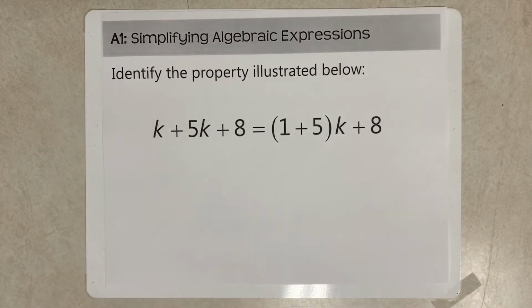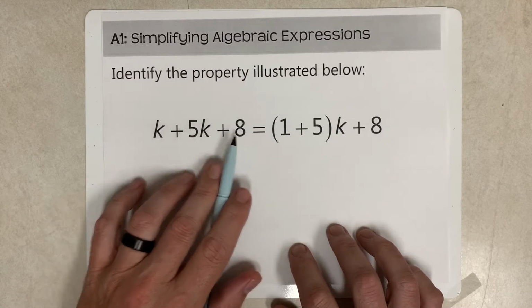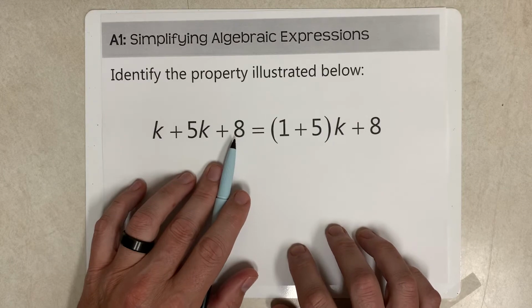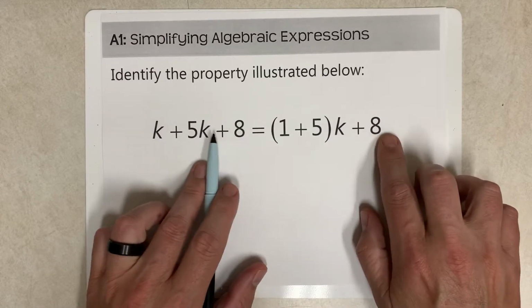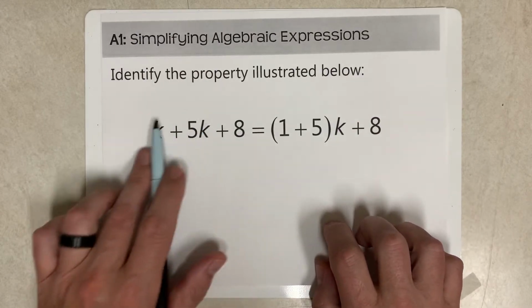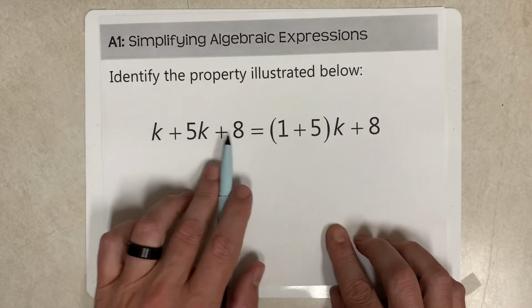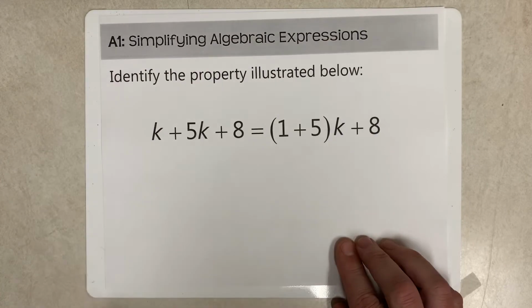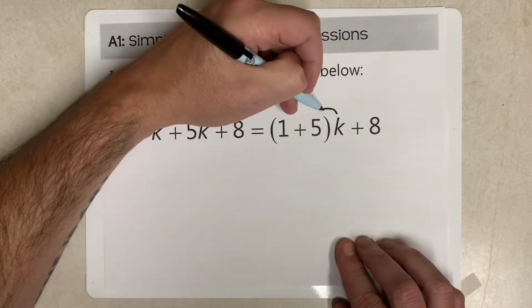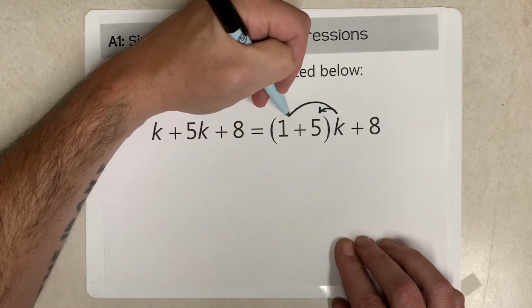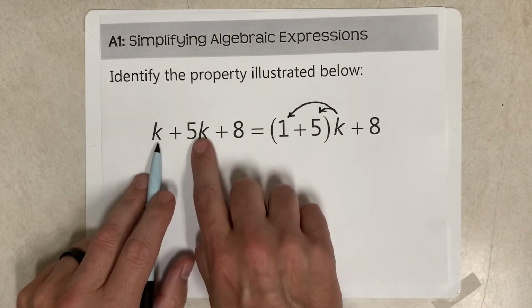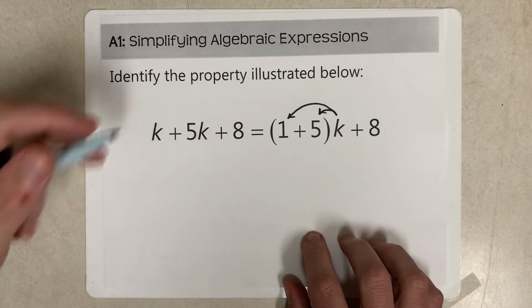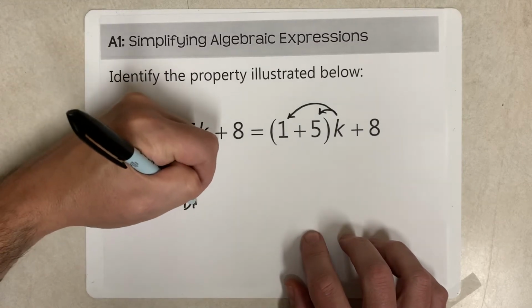Okay, and another property. Here we have k plus 5k plus 8, and it looks like what happened was the plus 8 is on both sides. So I'm going to kind of ignore that. The main stuff that's happening is here and here. The 8 is in the same position on both sides. But if I distribute this back like this, I get 5k and another k. Well, that's where they are right here. So this is really, again, the distributive property.